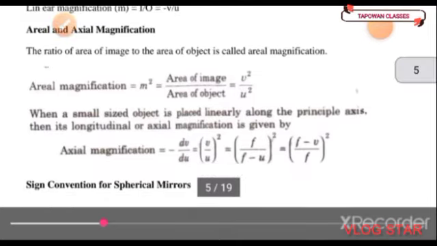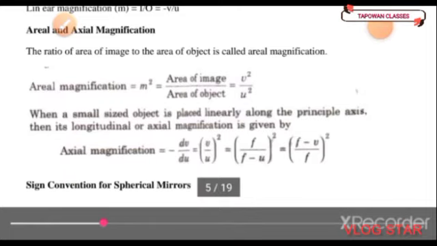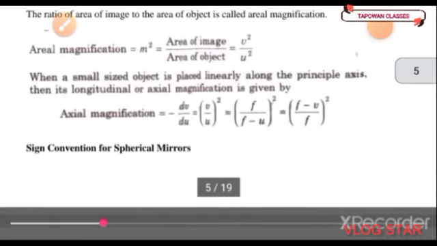When a small object is placed linearly along the principal axis, then its longitudinal or axial magnification is given. What is the axial magnification? Using calculus, that is minus dv by du, which is basically v by u, where u is the object and v is the image, whole square. Putting the value of dv by du, we get f by f minus u whole square, which equals f minus v by f whole square.